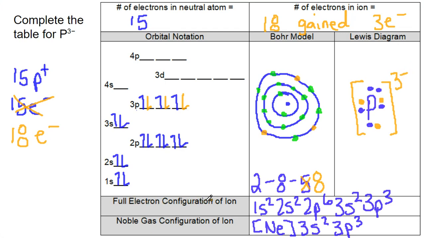Our full electron configuration of the ion. Okay, so we added 3 electrons to the 3p3 term. So we need to change that 3. There's no longer 3 electrons in the 3p sublevel. There are now 6. Okay, and now for the noble gas configuration. We'll go ahead and change our 3p3 to be 6.